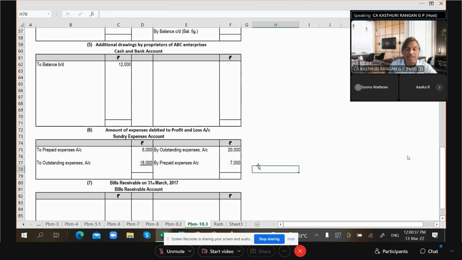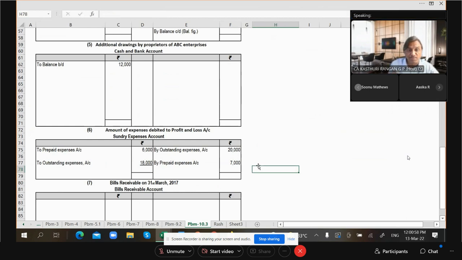Outstanding expense of last year, we are transferring to the expense account. Debit outstanding expense, credit expenses, because it is expenditure for the last year. Outstanding expense of the current year should be added to the expense account. So we are debiting sundry expense account, debit to outstanding expense.